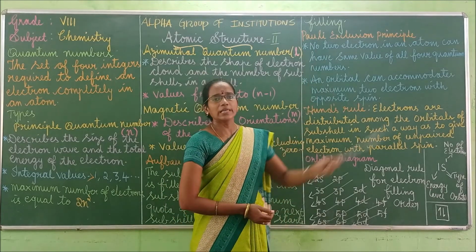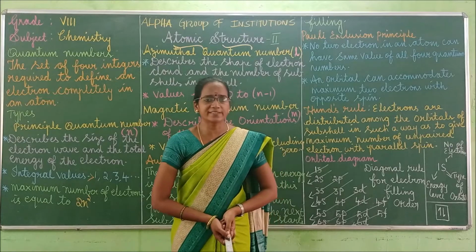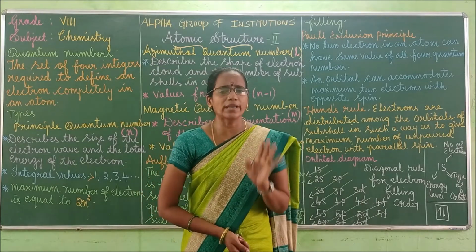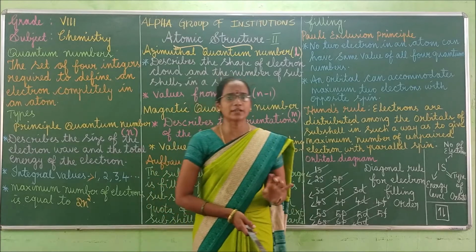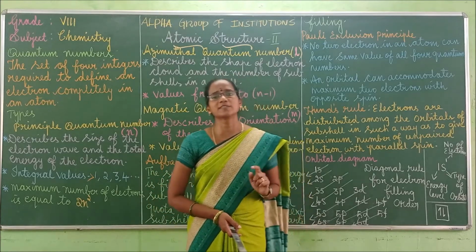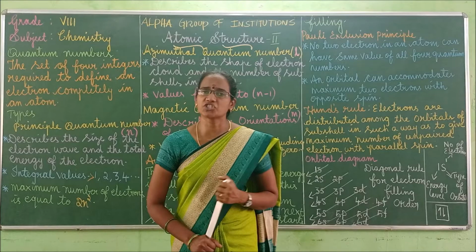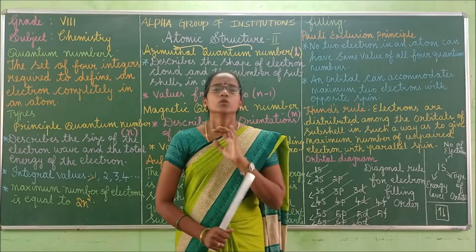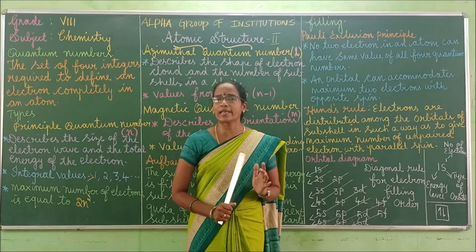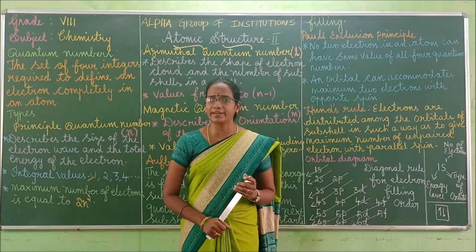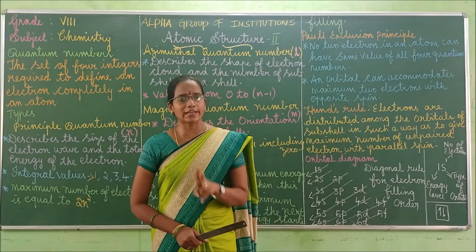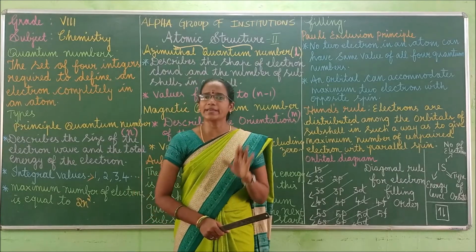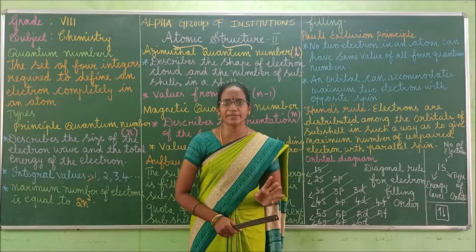So the Pauli exclusion principle states that only two electrons can fit into a single orbital. This is the one-line concept of the Pauli exclusion principle. Only two electrons can occupy a single orbital.